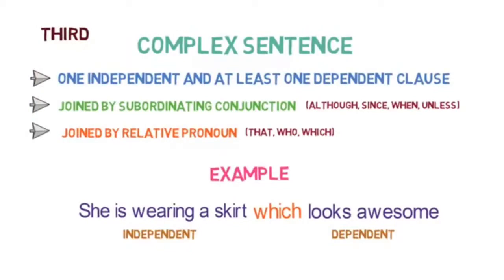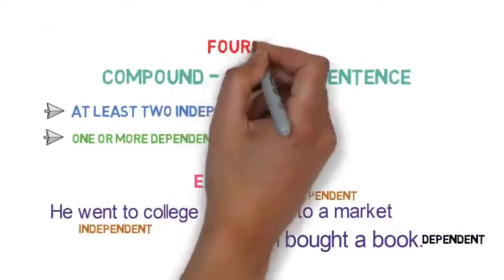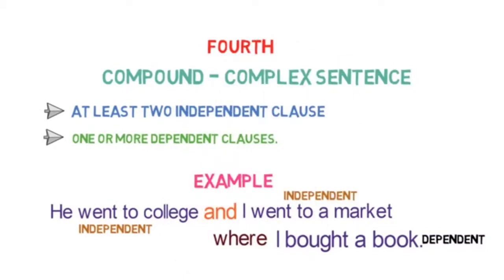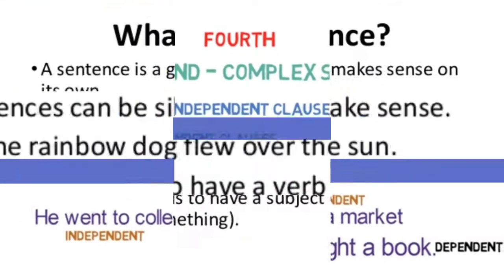A complex sentence contains one independent clause and at least one dependent clause. And the fourth one is the compound-complex sentence. It contains at least two independent clauses and one or more dependent clauses. Children, that's all from the video on sentences. Let's see some more examples for these sentences.